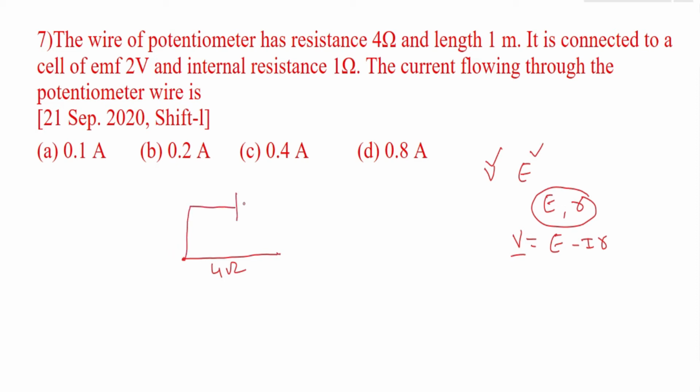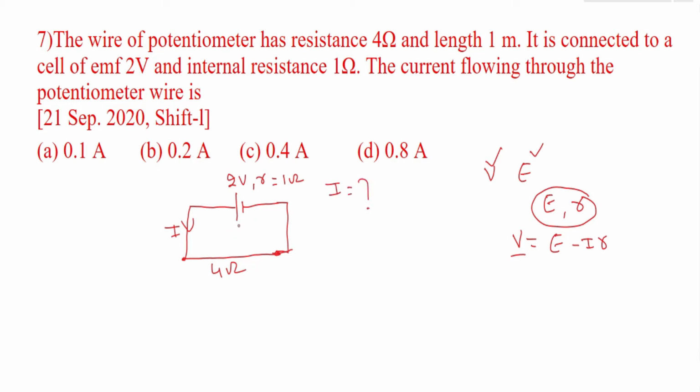This is a battery connected to a cell whose EMF is 2 volts and internal resistance small r is equal to 1 ohm. Now what you have to calculate is the current flowing in the circuit, I.